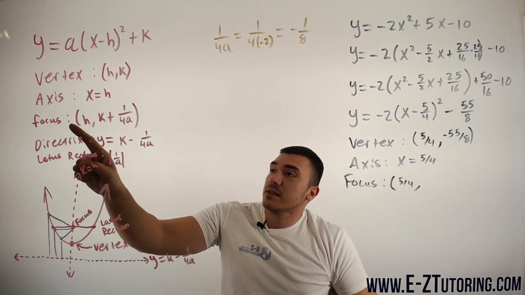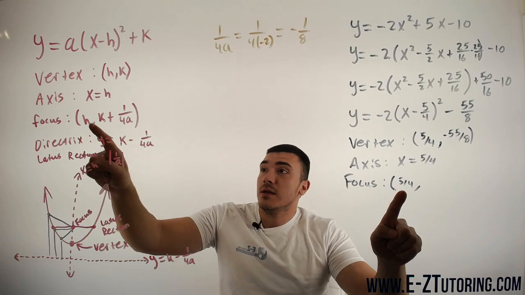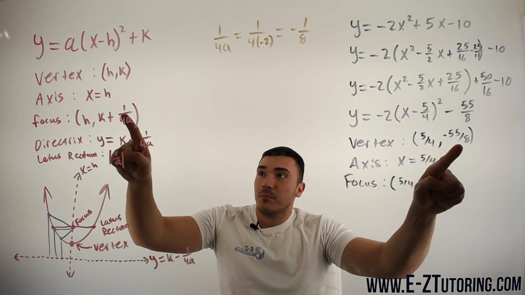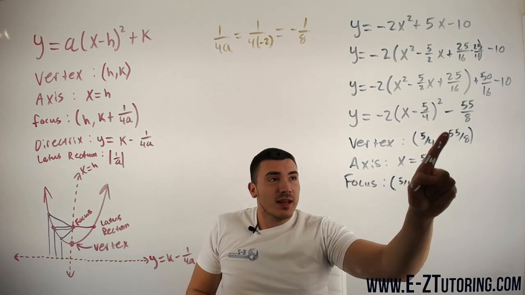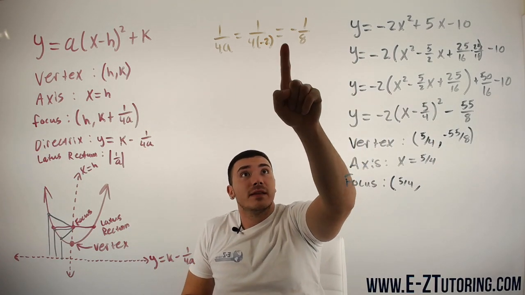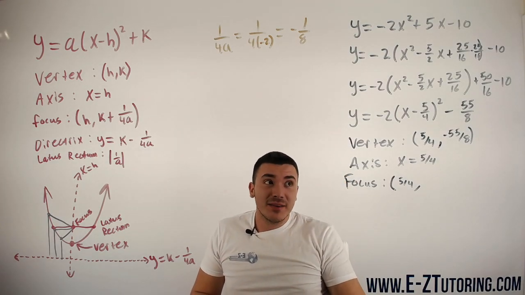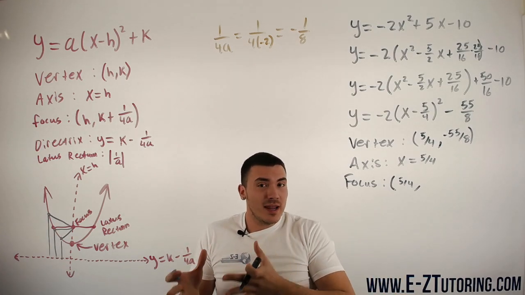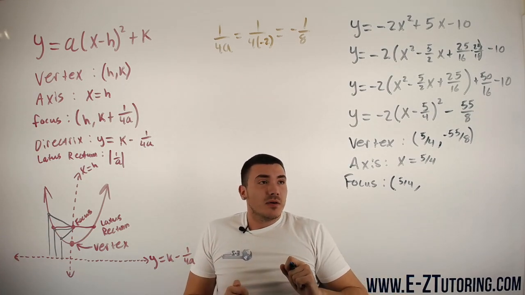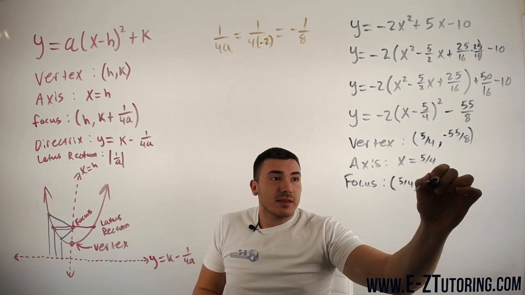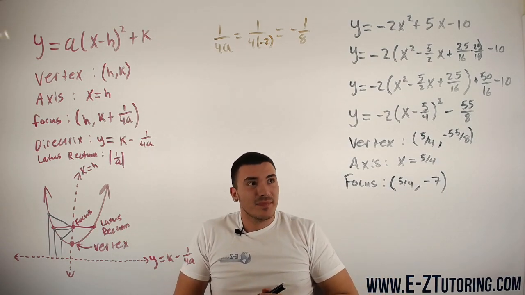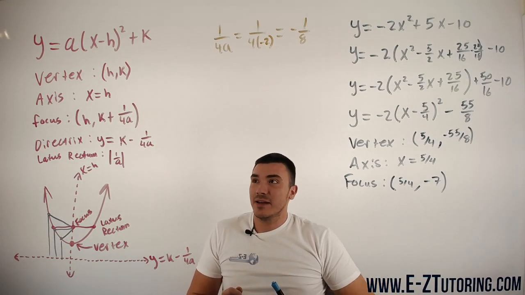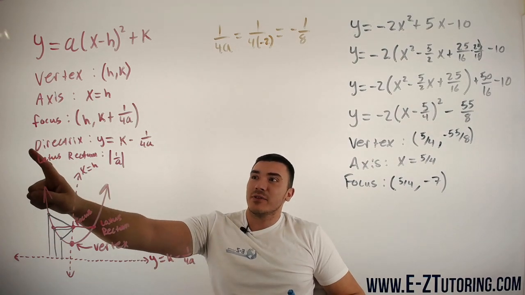Okay, so our focus is h comma. We found the h. Now we need k, which is -55/8, plus 1/4a. So negative 55 over 8 plus negative 1 over 8. If you combine those two together, that is going to give you negative 56 over 8. So that is going to give us negative 7. All right, so we found our focus. Very good.